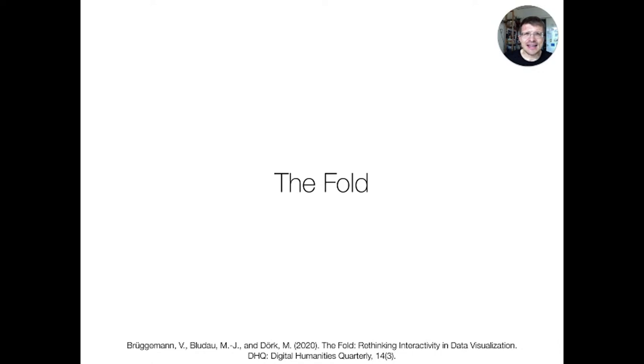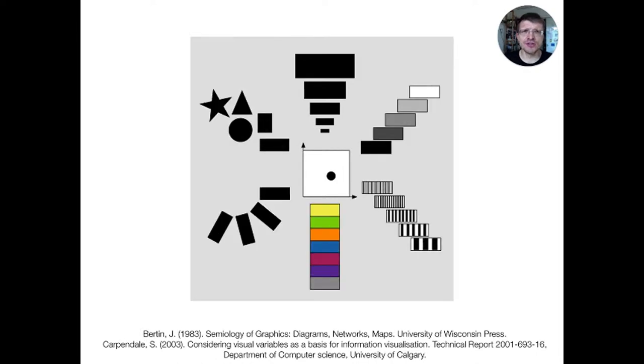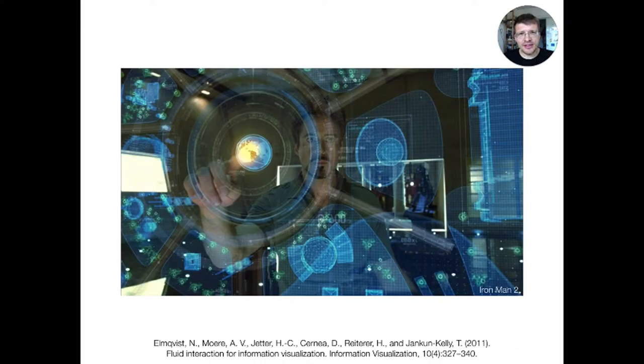Now, the last and third concept is based on joint work with my colleagues Victoria Brüggemann and Marian Bludau at the UC Lab in Potsdam. For this research, we asked ourselves, what if we would consider encoding and interaction in unison as inseparable parts of any data visualization? The visual encoding has always been central to visualization teaching, research, and practice. For this, the visual variables are, of course, important building blocks. On the other hand, there has also been considerable research interest in the role of interactivity for engagement, insight, and comprehension, such as the paper Fluid Interaction by Niklas Elmquist et al.